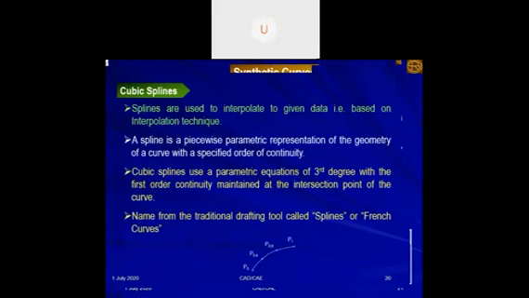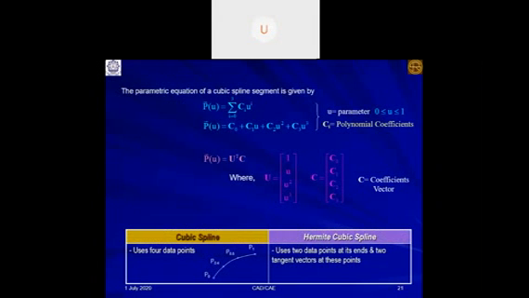Now, this is the parametric equation of the curve. That means any point on the curve can be represented by the equation C0 into u to the power 0 plus C1 into u plus C2 into u square plus C3 into u cube. The maximum degree of u is 3. Here u is the parameter, varying from 0 to 1, and C0, C1, C2 and C3 are the polynomial coefficients.